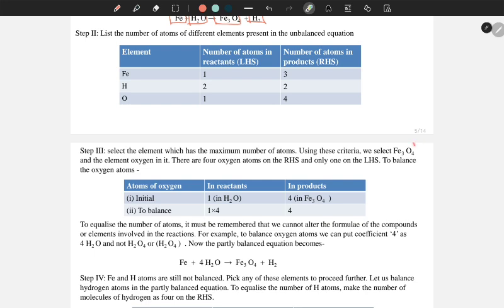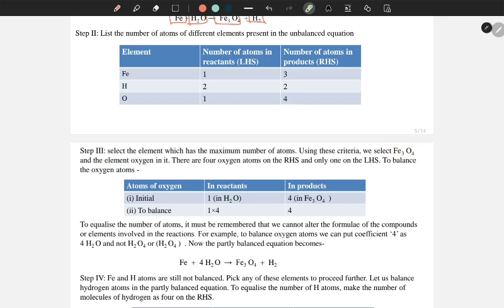So from the ferric oxide we can select anything. Okay, there is no hard and fast rule that we have to first take oxygen or we have to first take iron. There is nothing like that. We can take any of them like iron or oxygen. So select the element which has maximum number of atoms. Using this criteria we select ferric oxide and the element oxygen in it. So we select the oxygen in it.